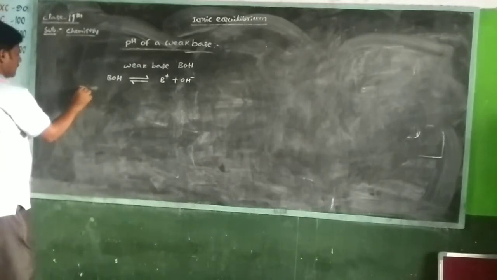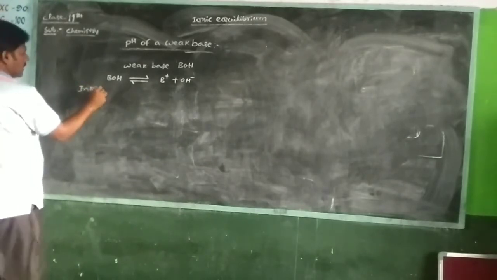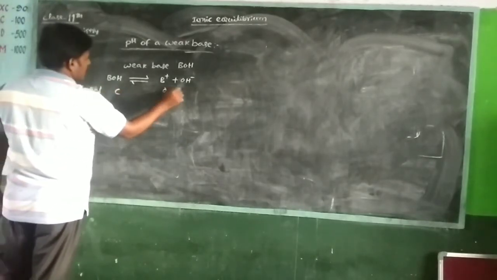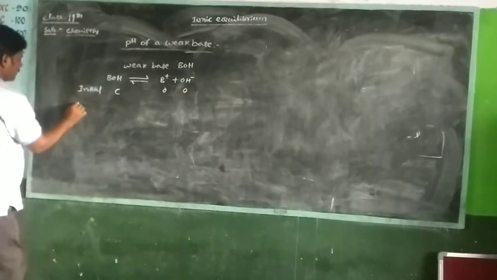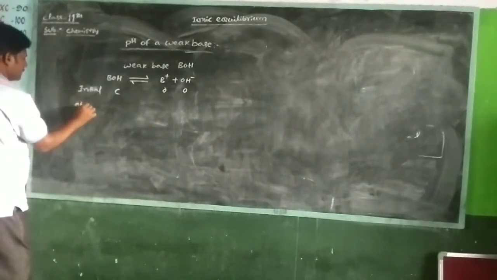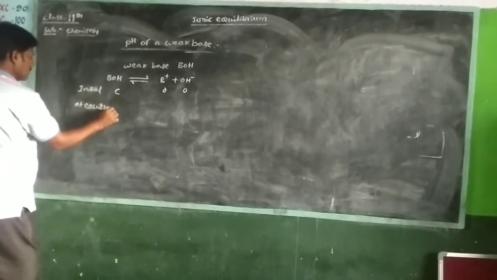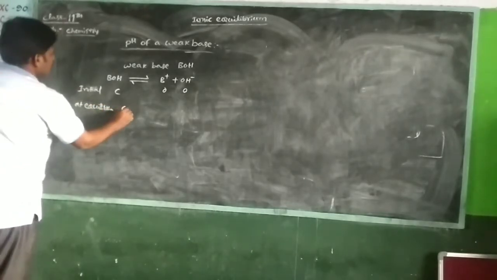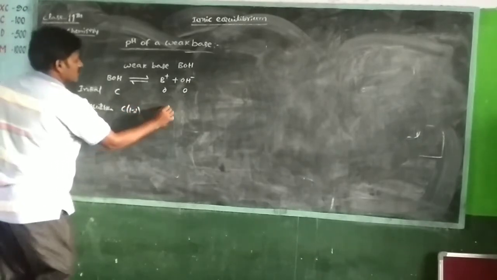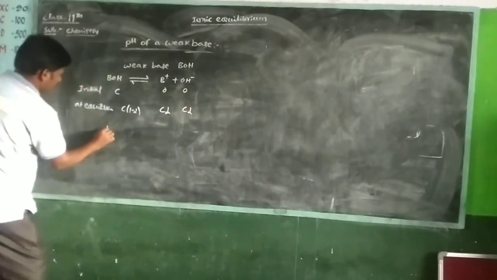At initial time, the concentration is C, and the reactants are not converted into products. At equilibrium, C into 1 minus alpha, this is C alpha, this is C alpha.